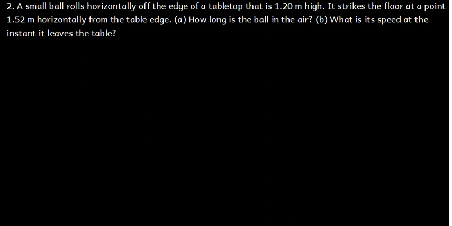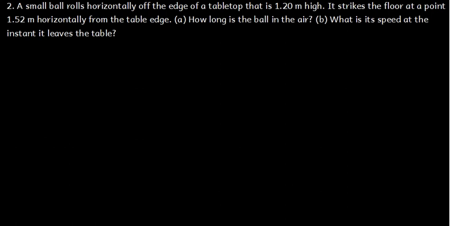Okay, so now if you can read this question and understand it, you can see that we have got the height of the table, which is 1.2 meters, because they are saying 1.2 meters high, so that is the height of the table. Then it strikes the floor at a point 1.52 meters horizontally. Whenever we're talking about horizontally, the distance, that is the range under projectile motion.